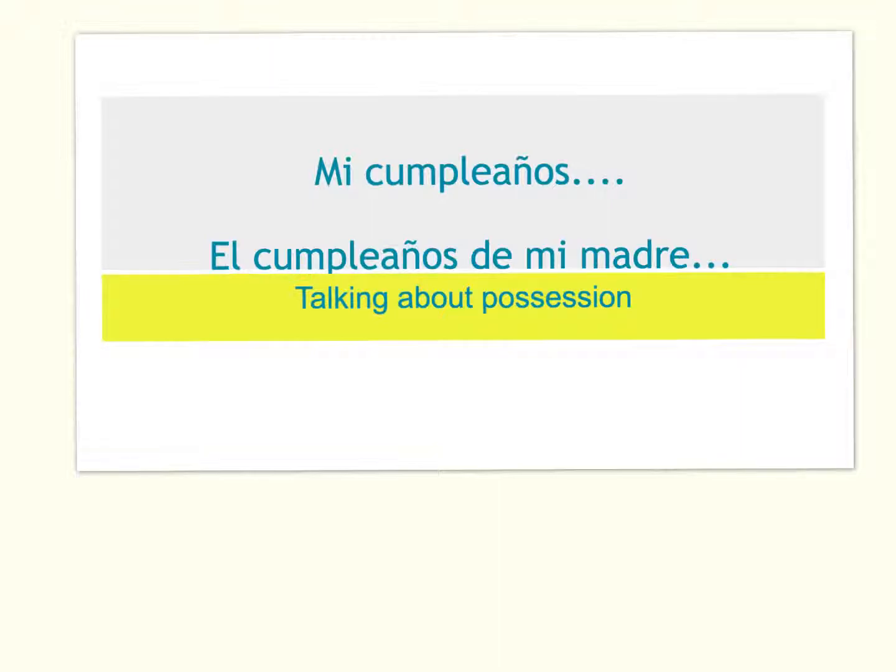That would also apply to something like a birthday. So my mother's birthday has to be expressed in Spanish as the birthday of my mother, el cumpleaños de mi madre.